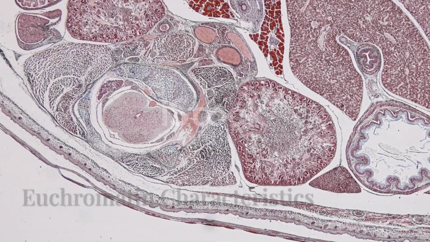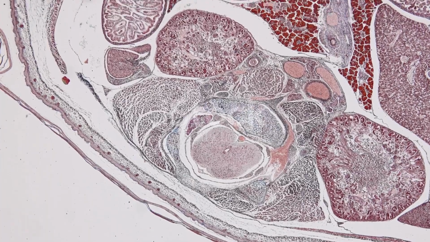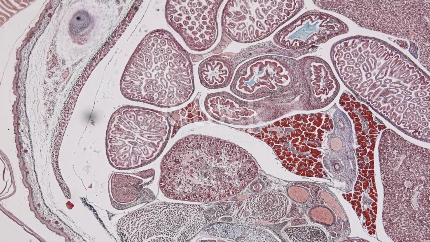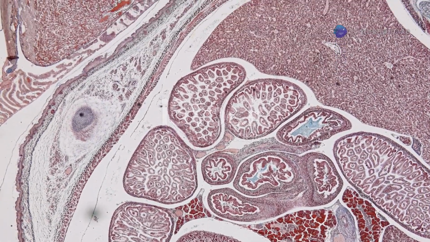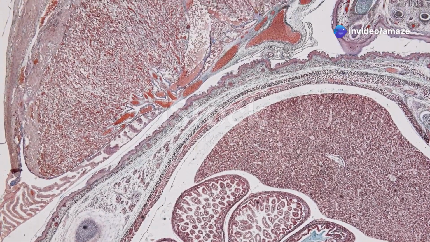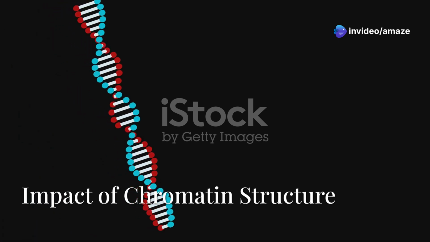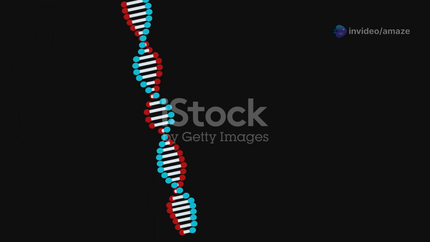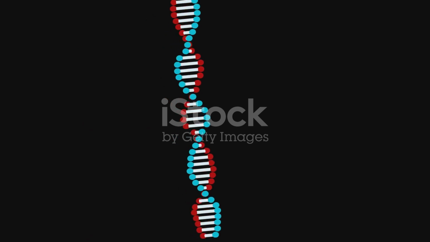Euchromatin: loosely packed and transcriptionally active. This appears lighter under the microscope, allowing for gene expression. Mnemonic: euchromatin equals expressed. So chromatin structure directly impacts whether genes are turned on or off, but that's just the start.